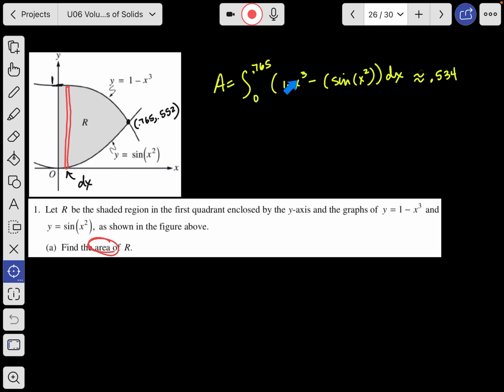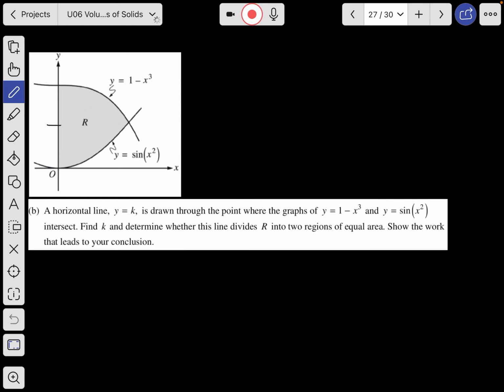This is the area. This represents the height of the rectangle, and this is the base of the rectangle. And so in Desmos, that gives you 0.534. And I should put units cubed, though. I'm sorry, units squared. Area.